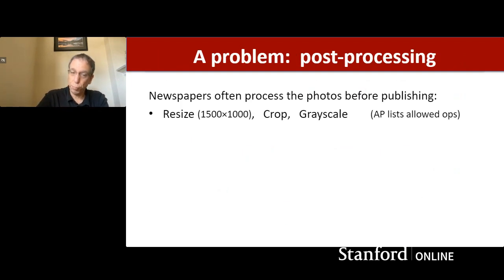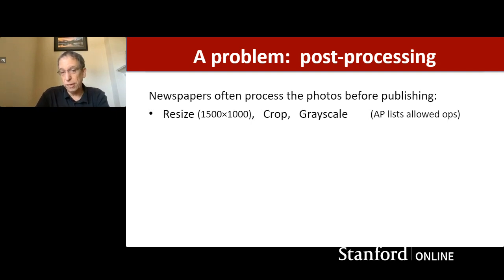In practice, when newspapers get a photograph from a photographer, the photographs typically are processed in some way. For example, this Sony camera that I told you about generates pictures that are about 30 megapixels, so 30 million pixels. It's a very high definition camera. The newspaper doesn't want to send such a high definition picture to its readers, so the first thing it will do is resize the image to about 1500 by 1000, to much lower resolution, to save bandwidth.